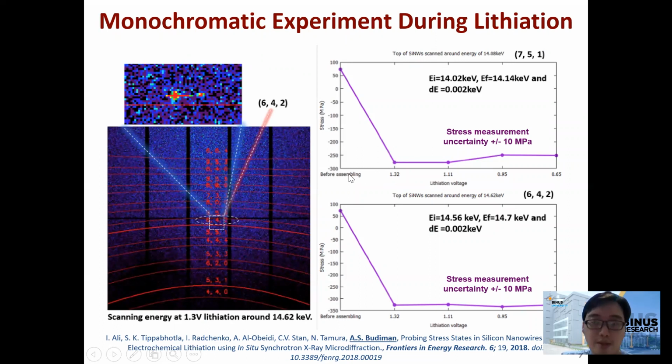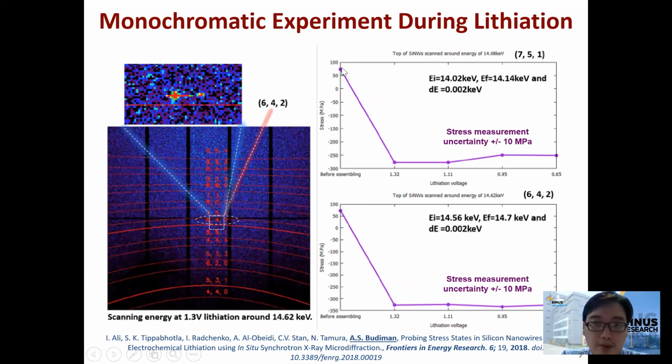Surprisingly, as the voltage goes, the stress changes from positive to negative. That means the stress is a compressive stress. It's not a tension stress. We don't want a tension stress because it will produce crack. When there is a tension, it will separate the surface and produce fracture.